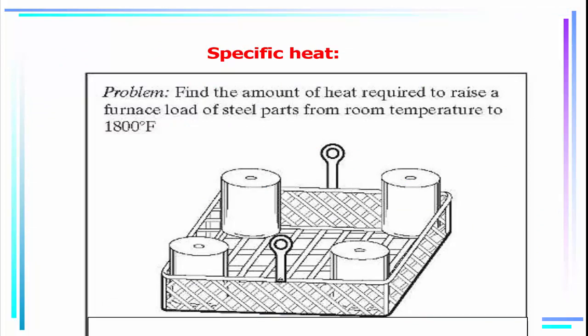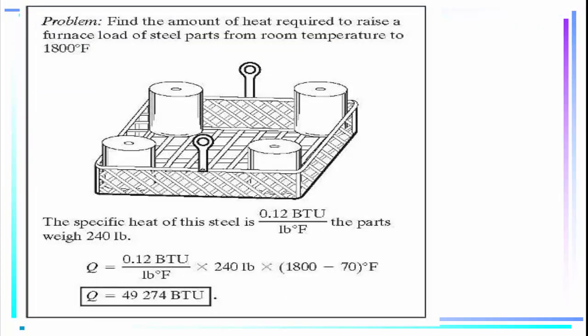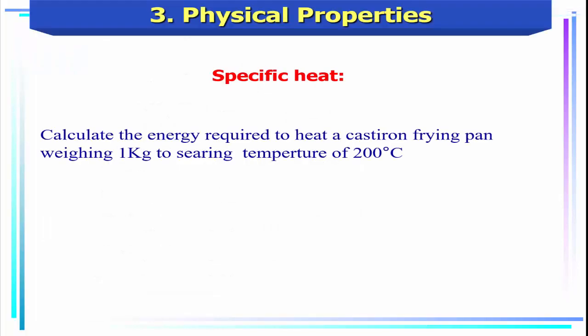For the specific heat, I just did a problem for you. Just find the amount of heat required to raise a furnace load of steel parts from room temperature to 1800 Fahrenheit, and this is the answer. It's normally just applying the equation as it is, and this is another example.